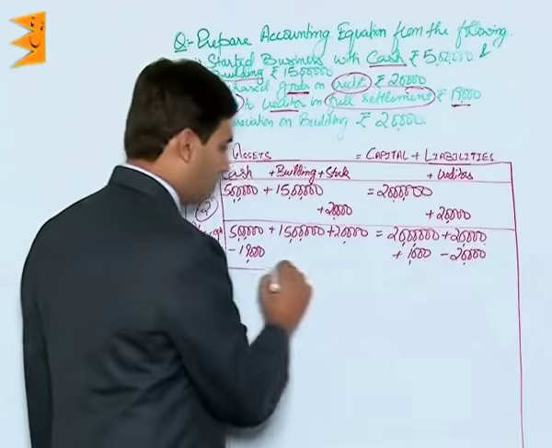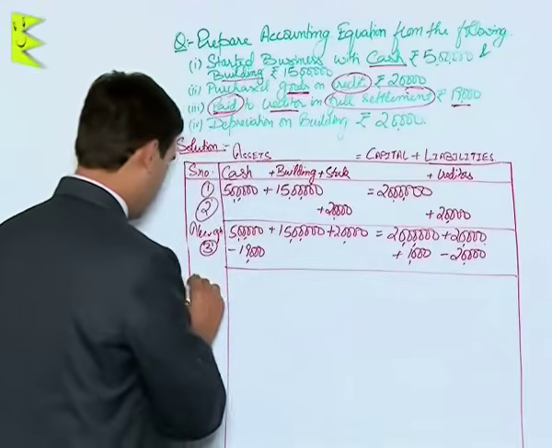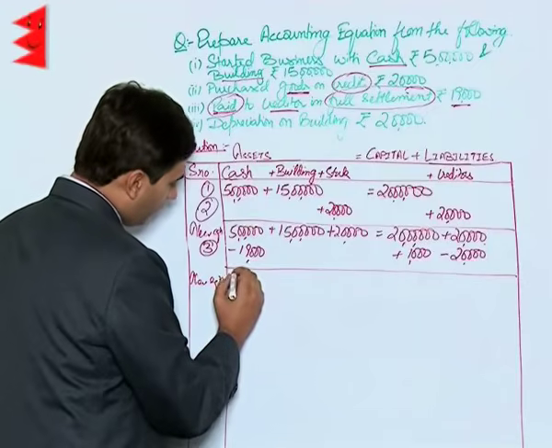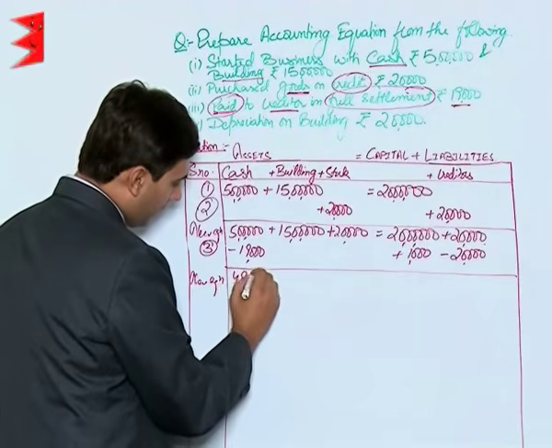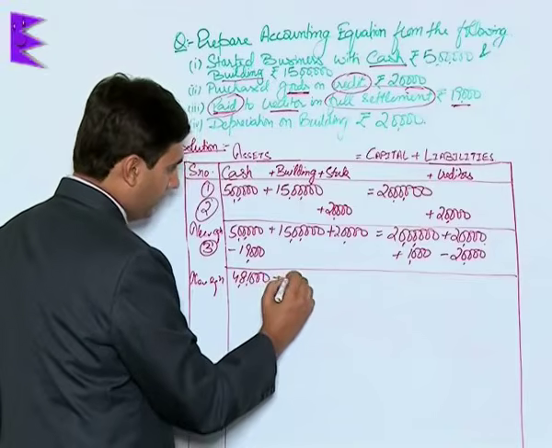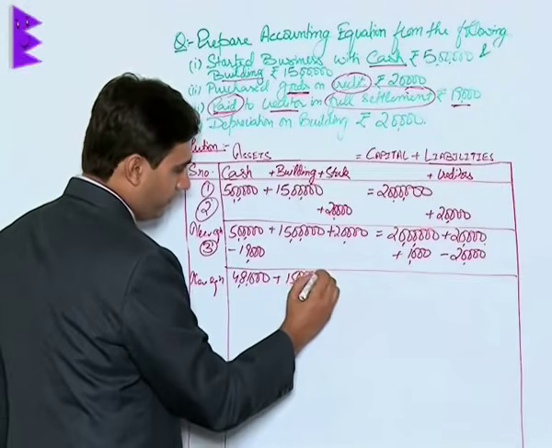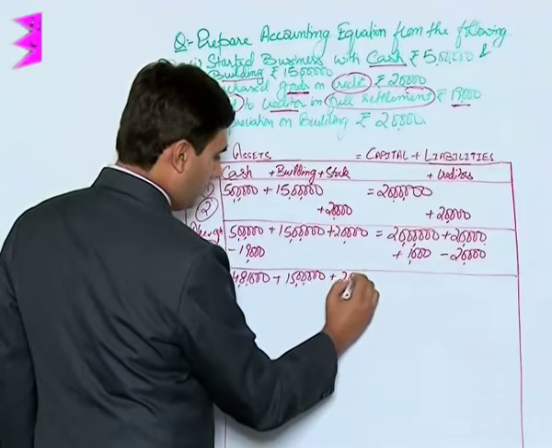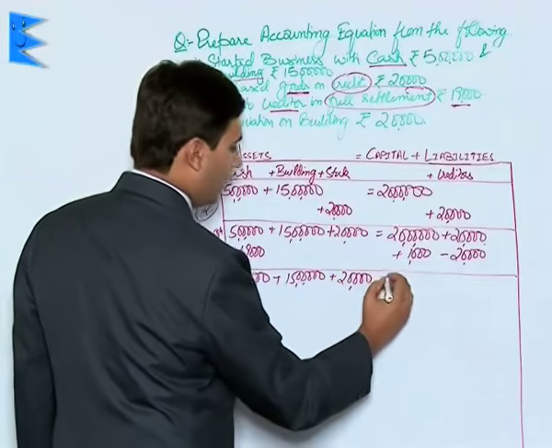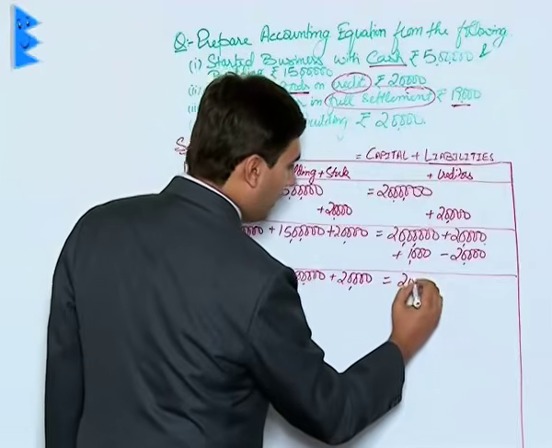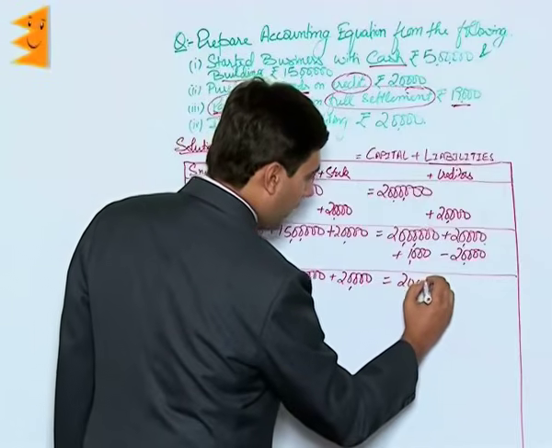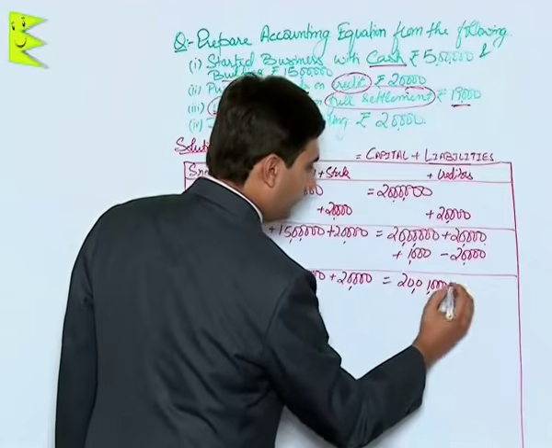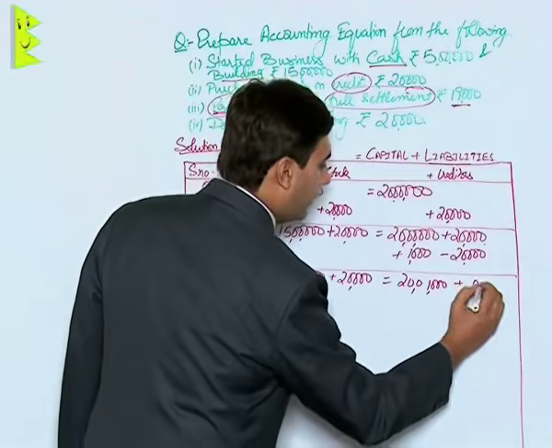So now our total transaction or new equation becomes cash of rupees 4,81,000, building of rupees 15 lakh, stock worth rupees 20,000, capital of 20 lakh and 1,000, and no creditors at all.